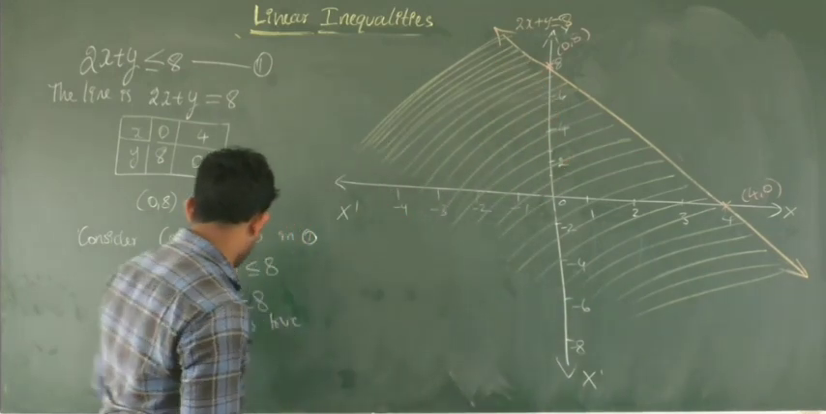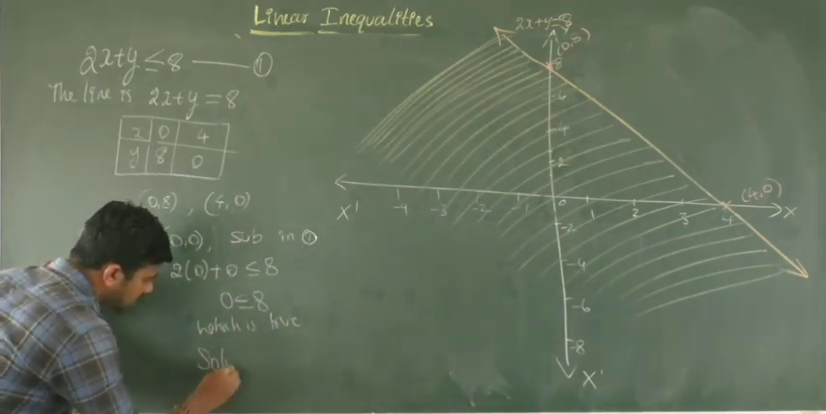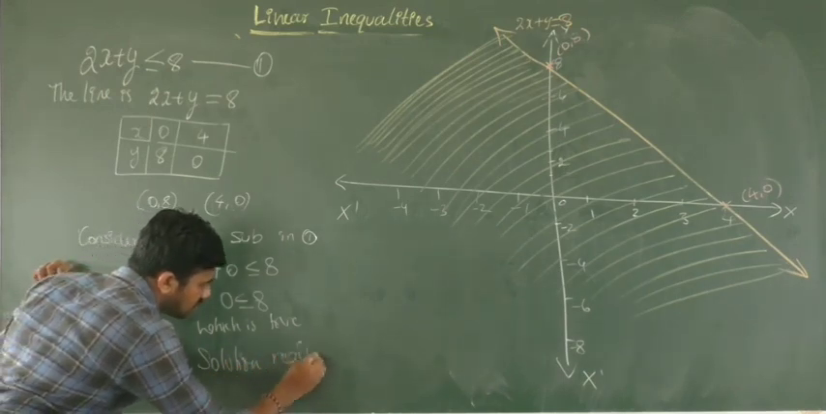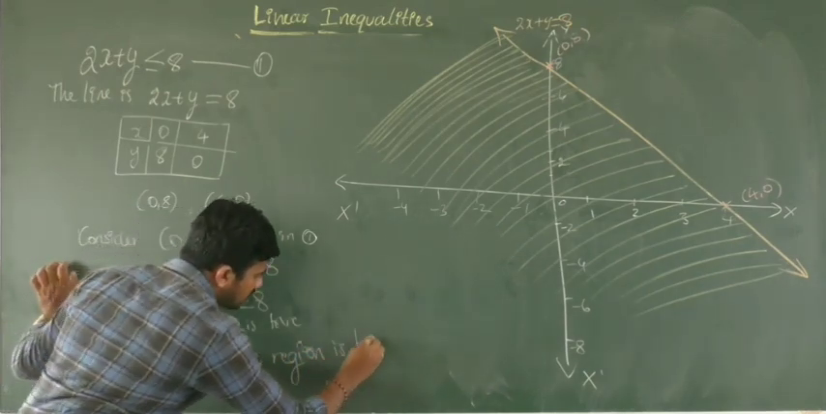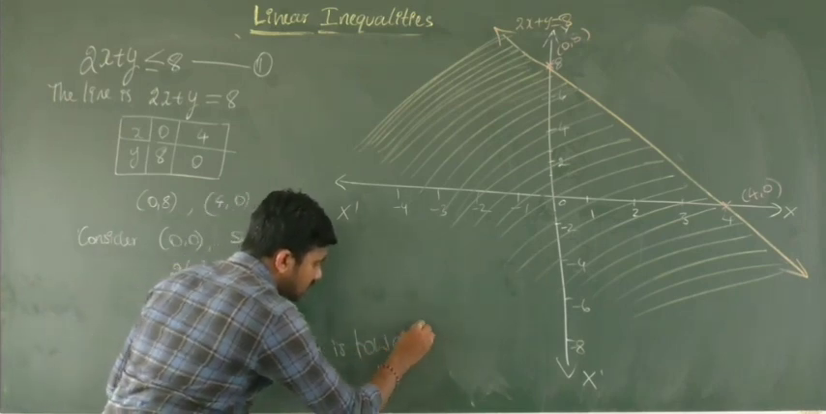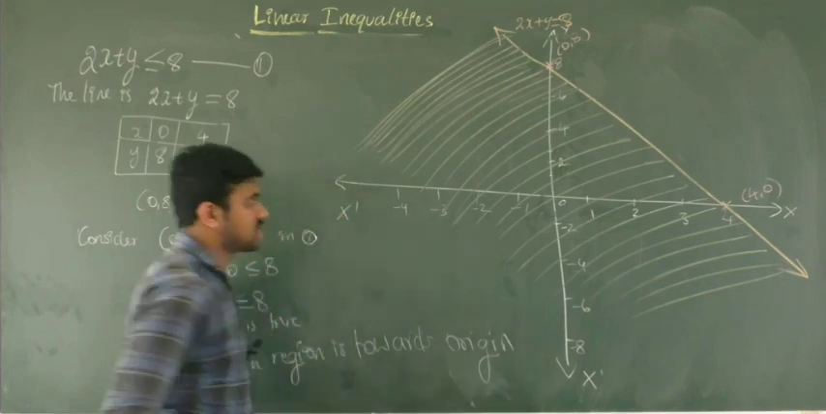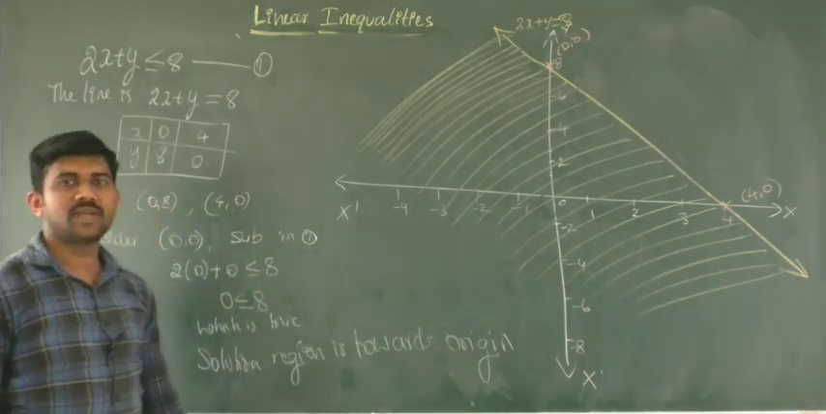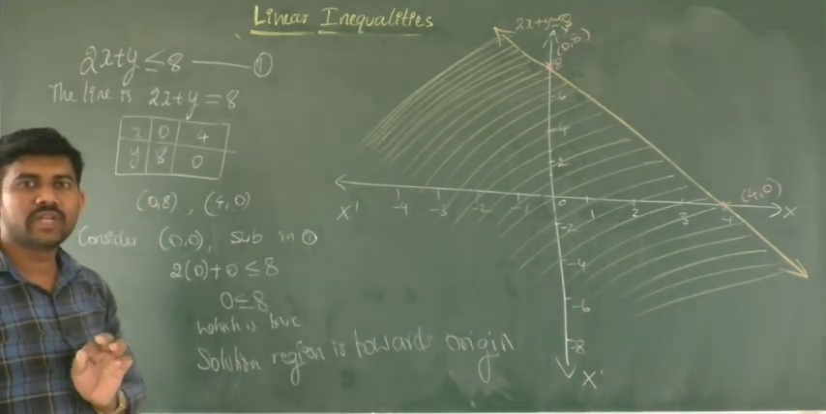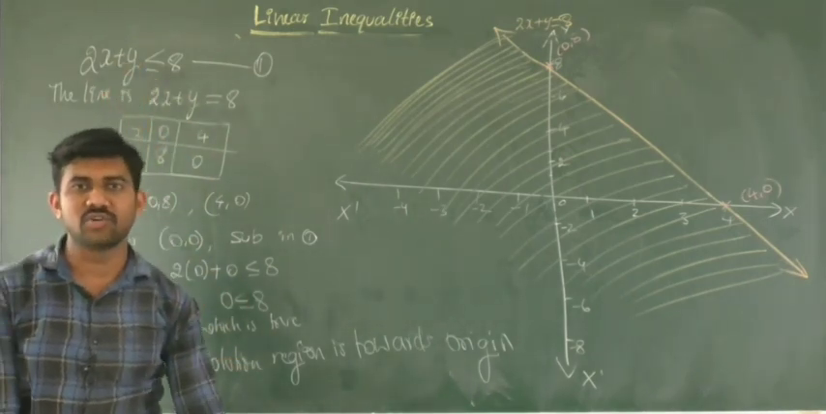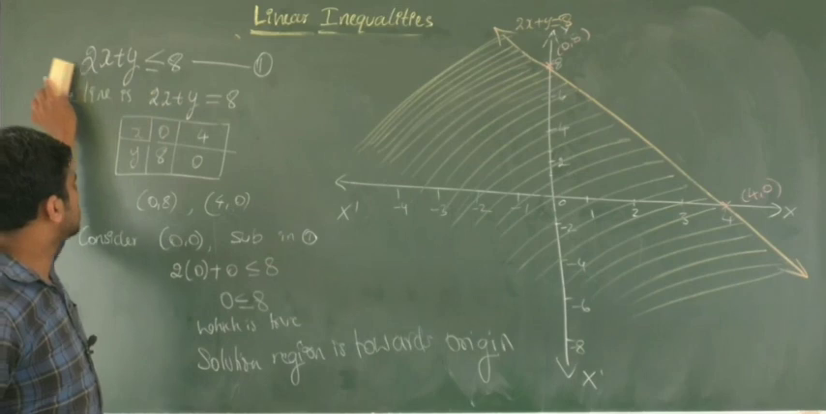Okay, so here the solution region is towards origin. Okay, is it clear? Now we'll go to the fourth case, when they are given greater than or equal to. Okay, we'll see that now.